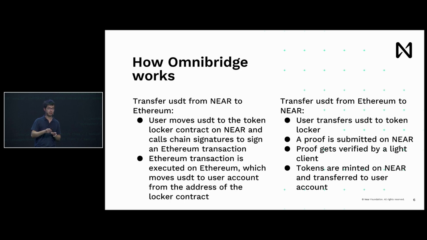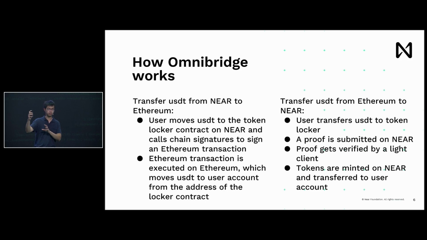From Near to Ethereum, for example, it's done through chain signatures. The token locker contract on Near has a corresponding derivation address on Ethereum so that it can sign Ethereum transactions. What it actually signs is not the Ethereum transaction per se, but it gets verified on Ethereum, and then the contract there can mint the corresponding tokens in the ERC20 contract.